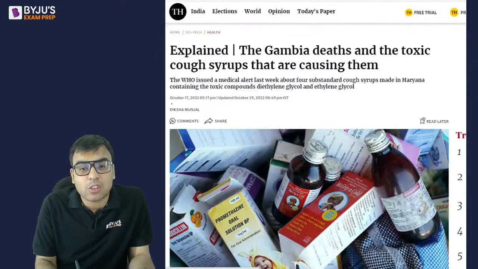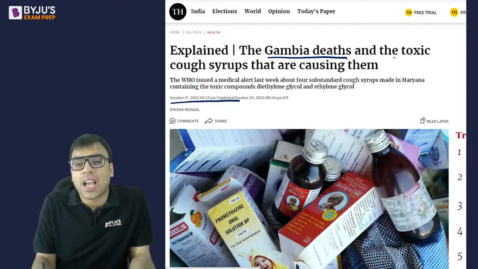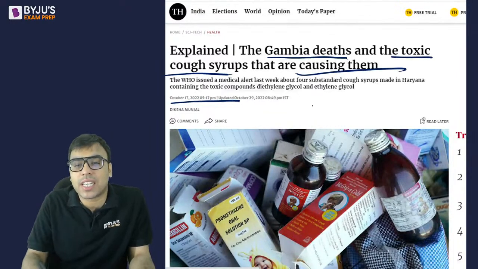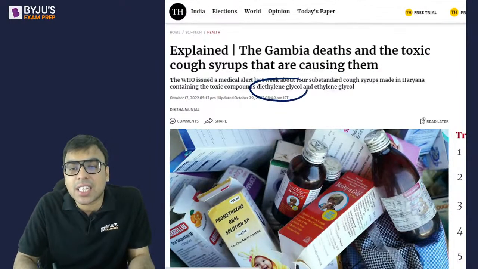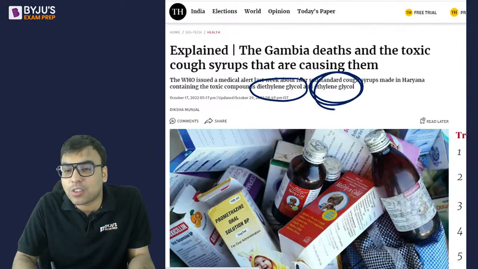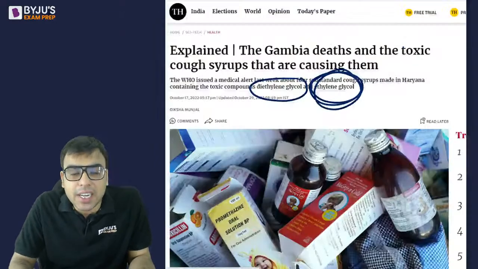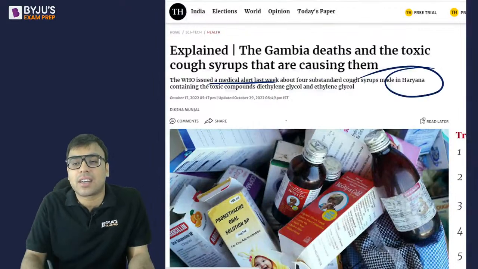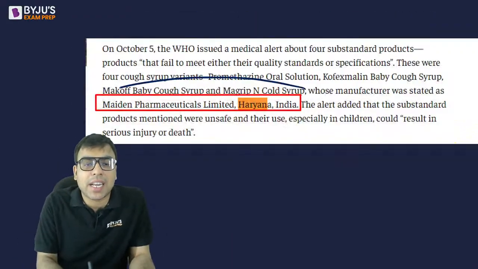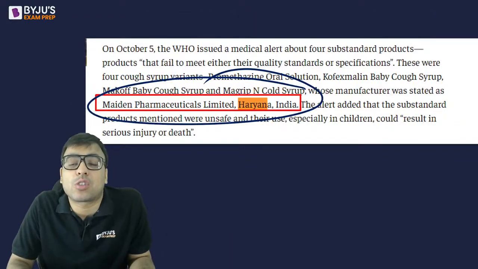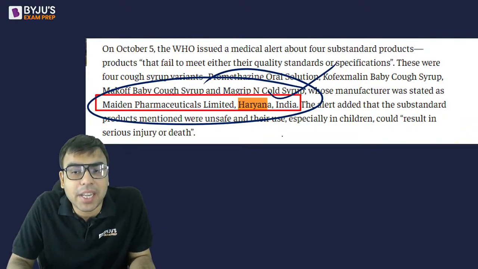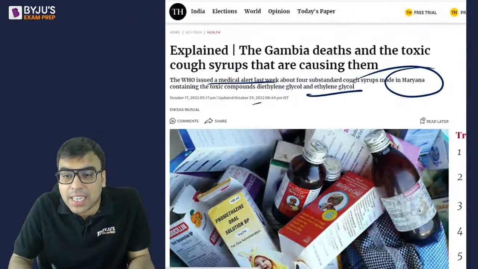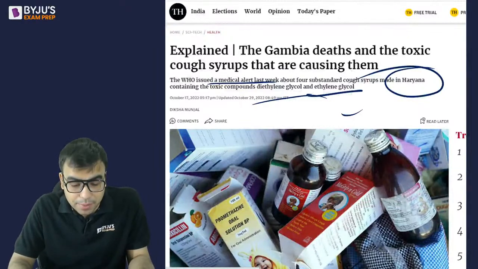Yes, in October last year, the Gambia deaths and the toxic cough syrup that was causing them. So it contained diethylene glycol and ethylene glycol. So यही न्यूज में था. And it is said that WHO issued a medical alert actually. So this is Maiden Pharmaceuticals, which is Haryana based. So there was an allegation against this company that this was present inside those cough syrups and all.